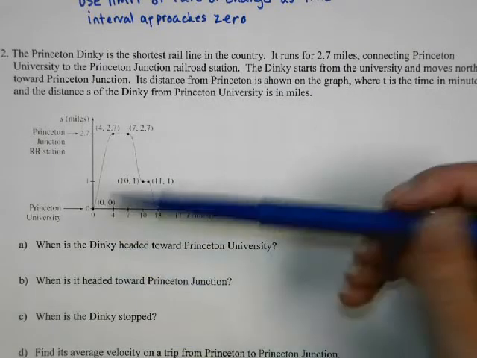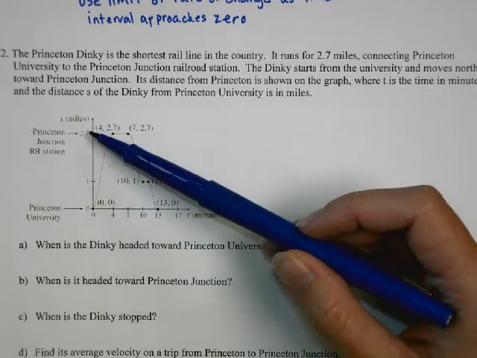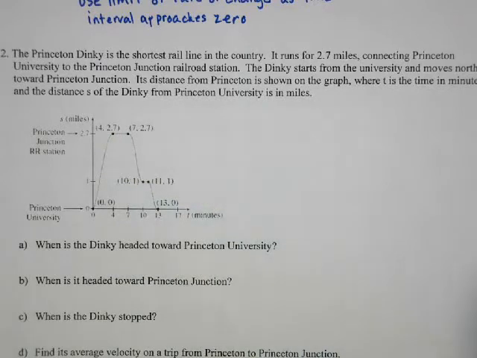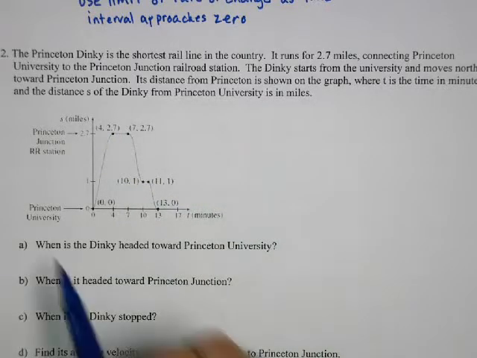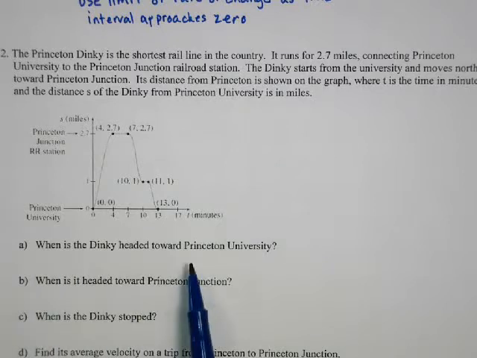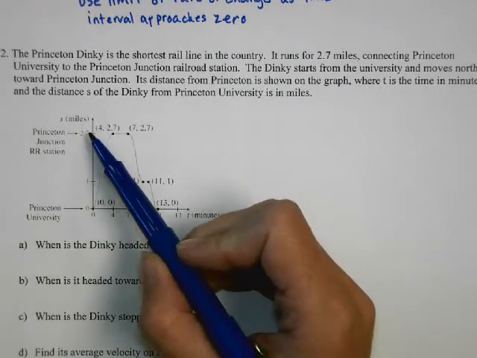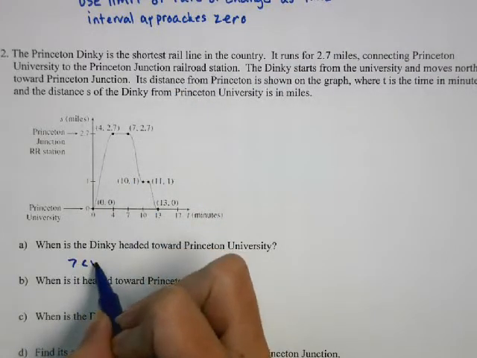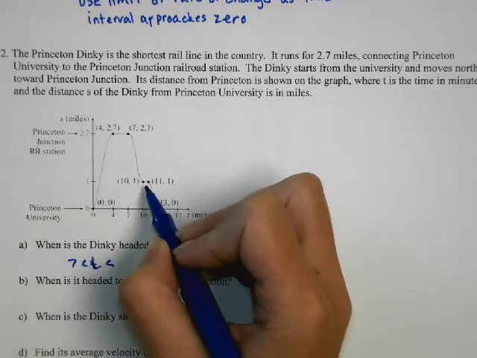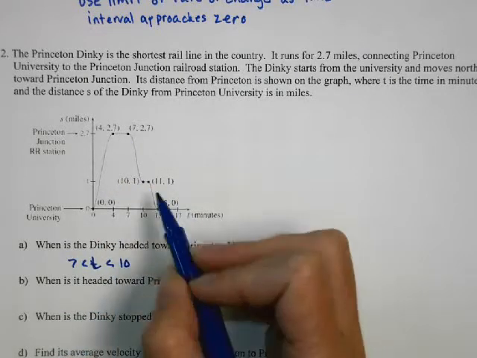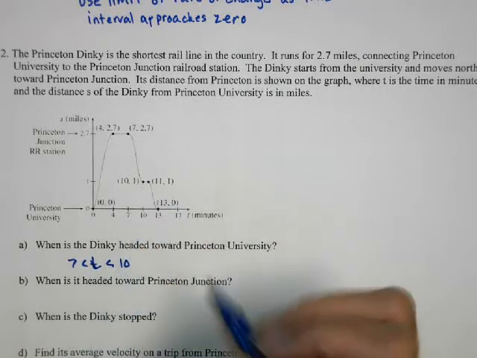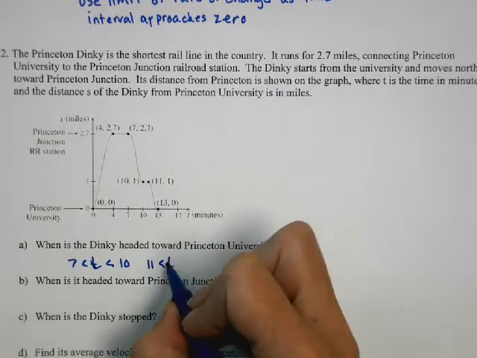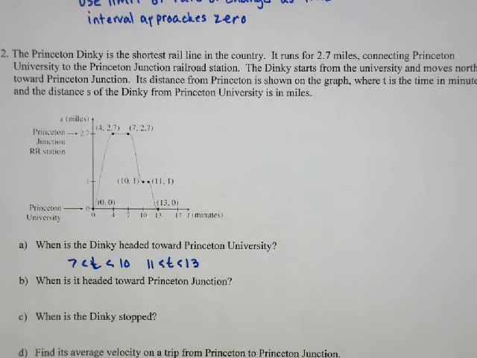So our dinky is going from Princeton University to Princeton Junction, which is 2.7 miles away, and this graph shows where it is relative to Princeton University. So when is the dinky headed toward Princeton University? Well, that means it's going to be moving this direction. So that's going to happen between 7 and 10 seconds. At 10 seconds, there's this little pause. So it's not moving any closer. But then at 11, we start moving again all the way to 13.